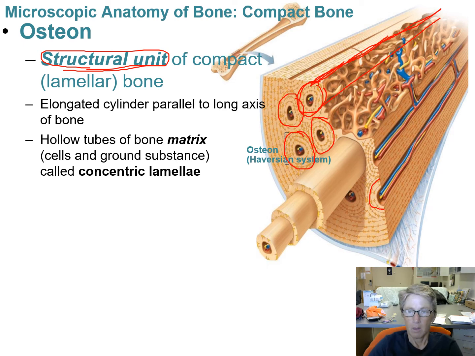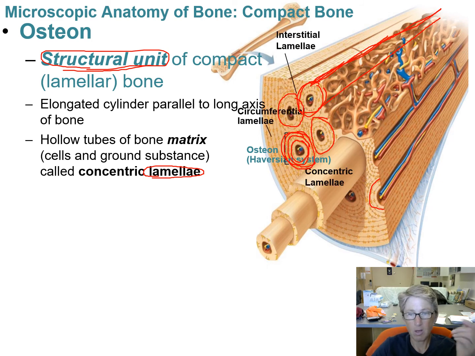It's not really hollow, but it's a tube of bone matrix. It has cells in it, and there's stuff called ground substance. And the structures that make the osteon are these things called concentric lamellae. Lamellae is just Latin for plate. So I guess the early scientists thought these looked like a plate. So this would be one plate. Concentric means one after the other. So here's the next plate in this osteon. Here's the next plate, or concentric lamellae, in that osteon.